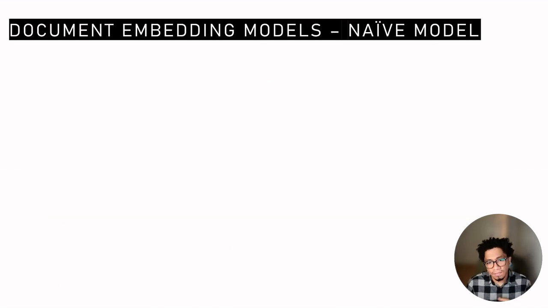Okay, so let's just zoom into the document embedding model. What is that? What does that look like? So first, I just want to show a naive model, just to highlight the high-level principles of a document embedding model. This obviously assumes some knowledge of word embeddings, word embedding models, things like GloVe or Word2Vec. There are various word embedding models out there.